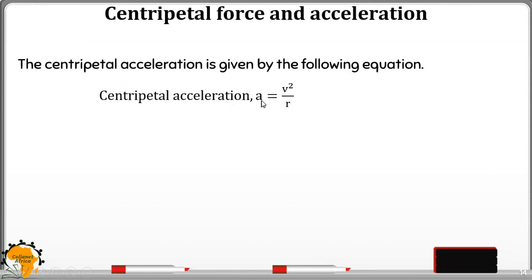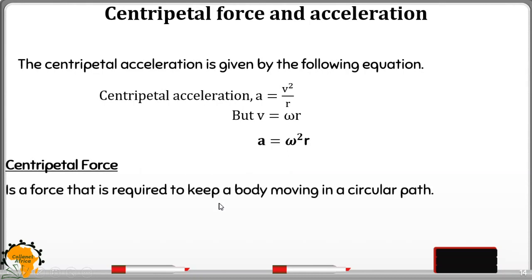We have a is equal to v squared over r. If you remember our previous derivation, we have seen that v is equal to r omega. So if we put omega r where we have v, we will simplify our equation to be a is equal to omega squared r squared over r, because one of the r's will cancel with the r in the denominator, and therefore our a becomes omega squared r.